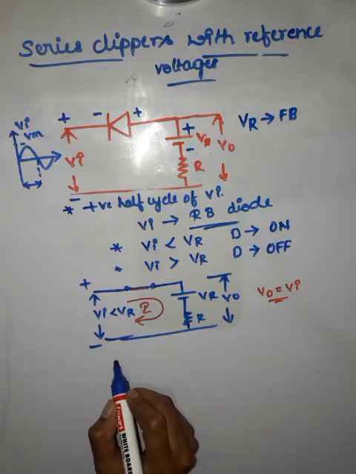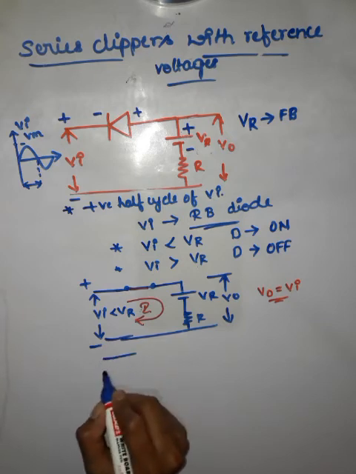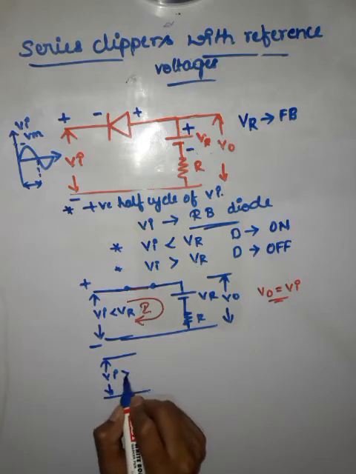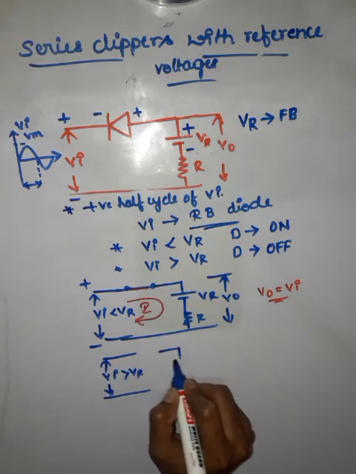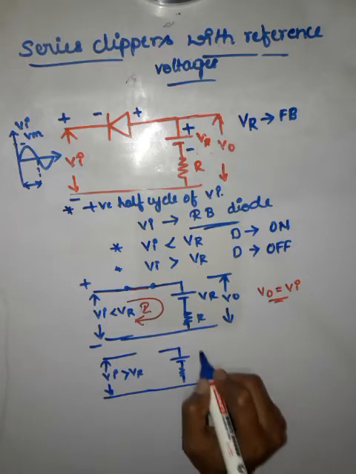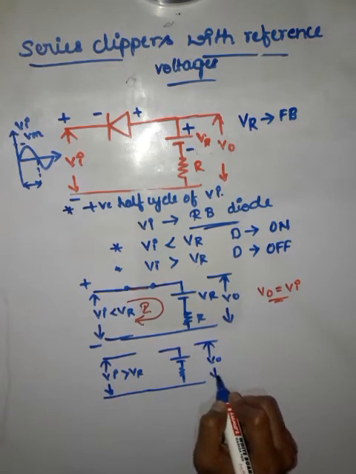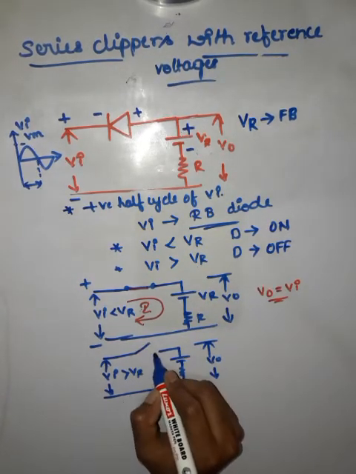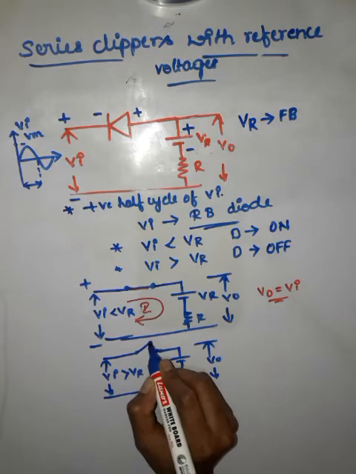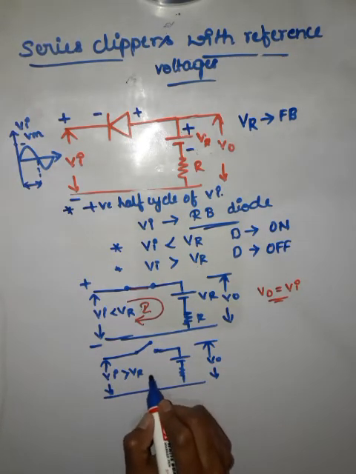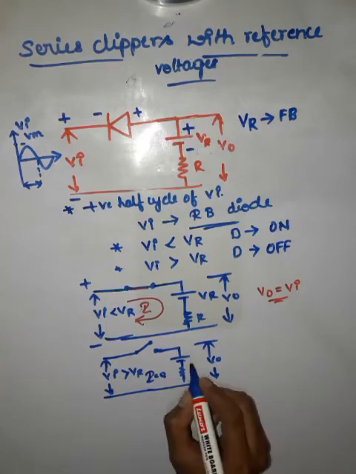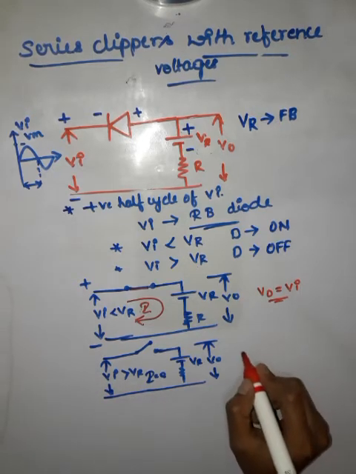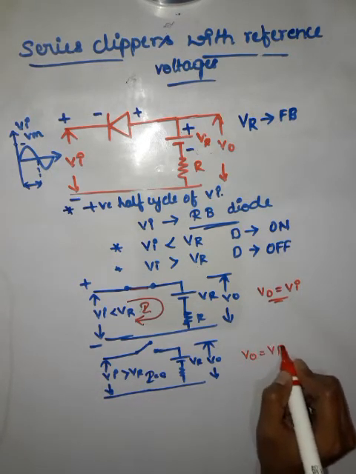Another condition is when the input voltage is greater than the reference voltage. When it is greater than the reference voltage, the diode will be in the off condition. That means it will act as an open circuit. There is no current flow through the circuit. Therefore, the output voltage will be equal to the reference voltage, V0 is equal to VR.